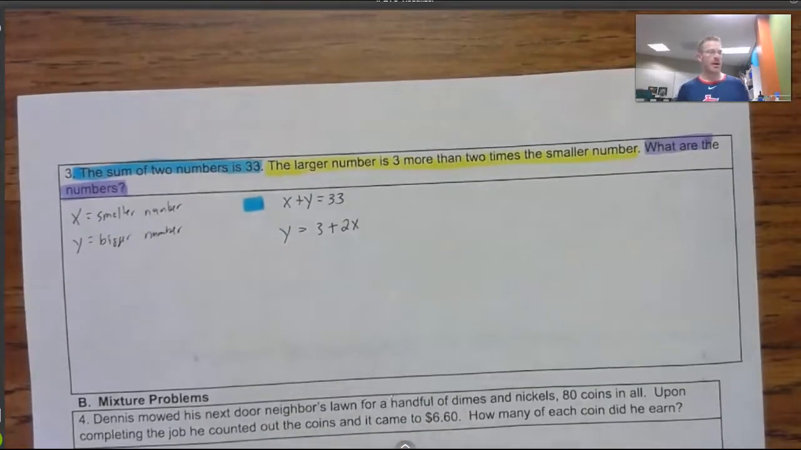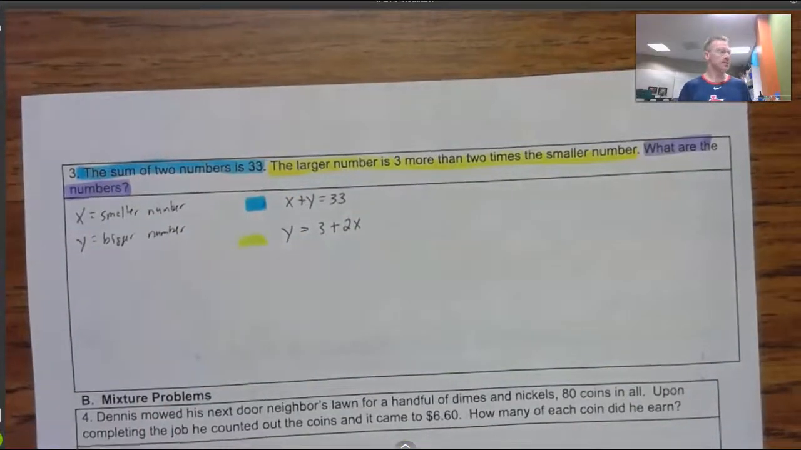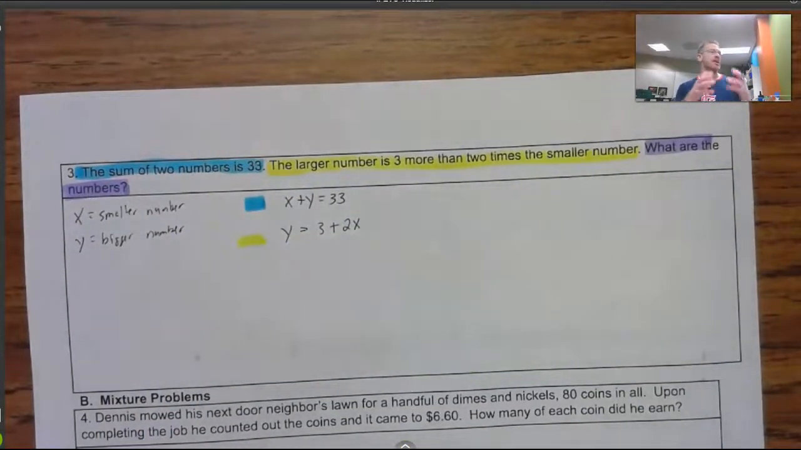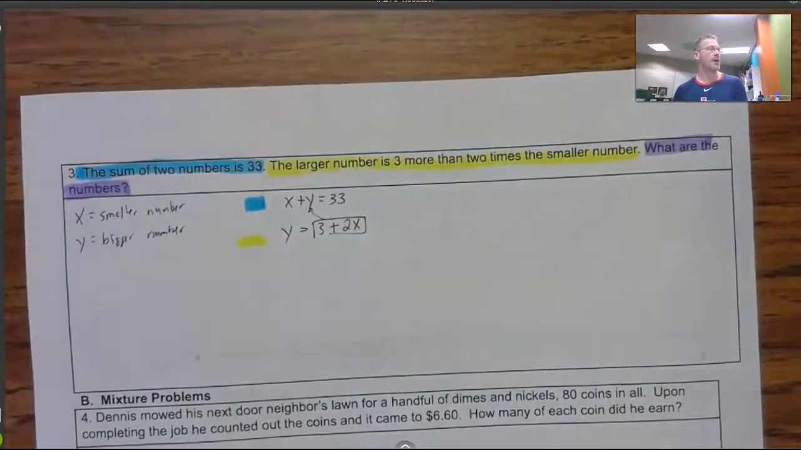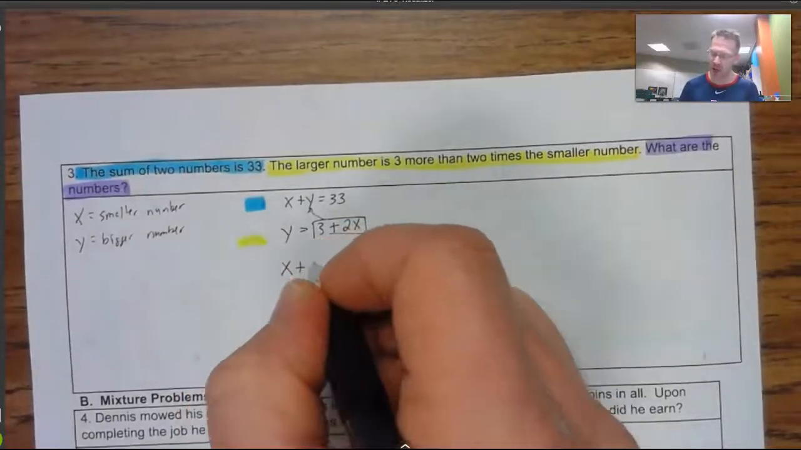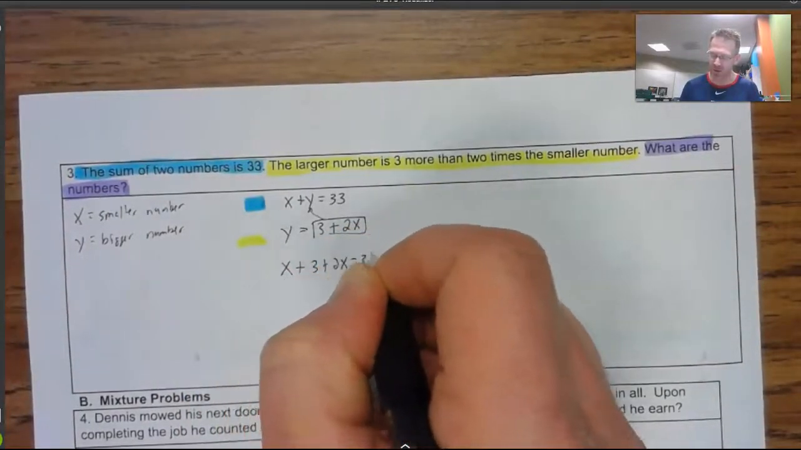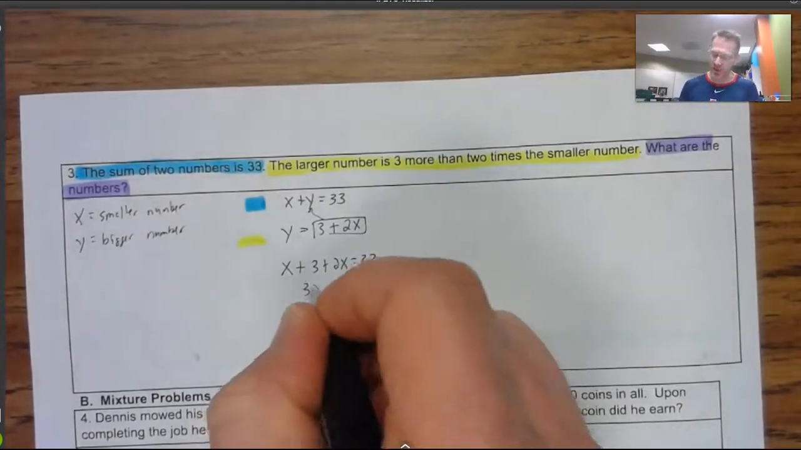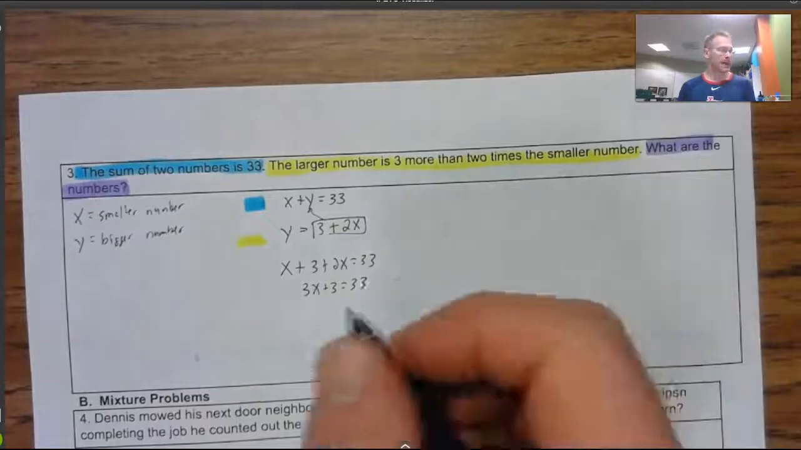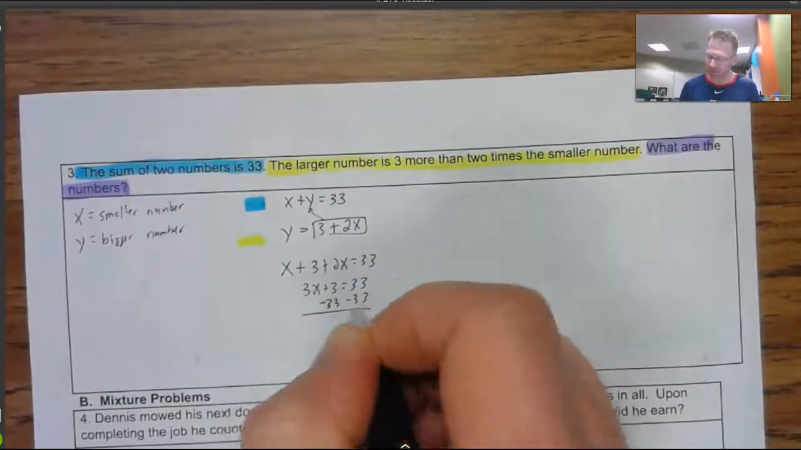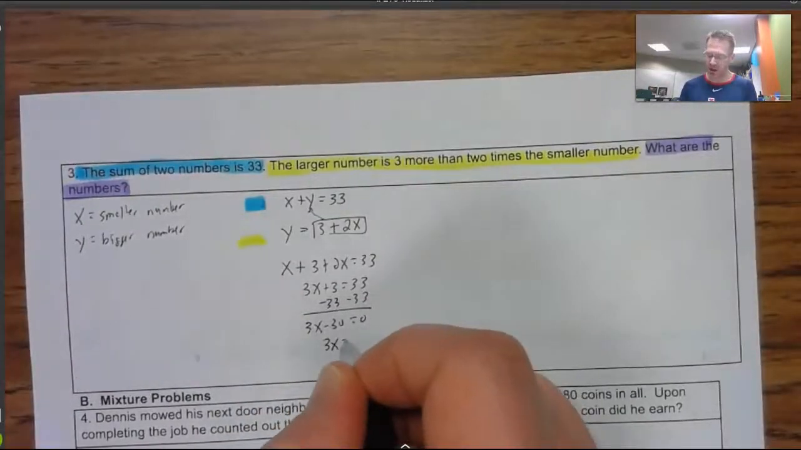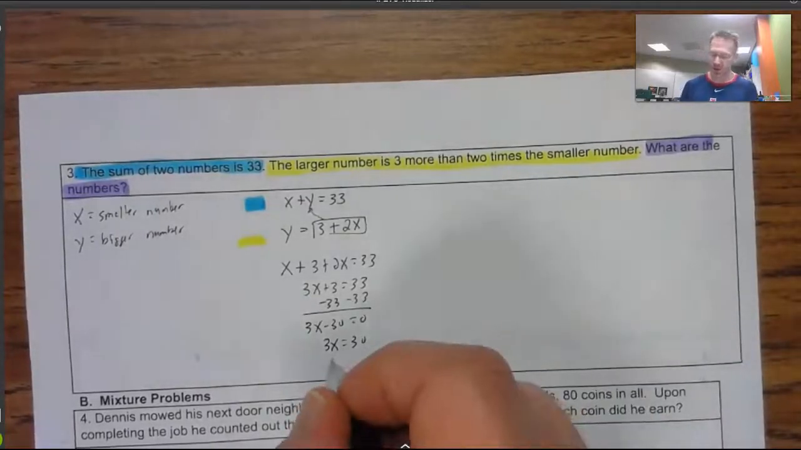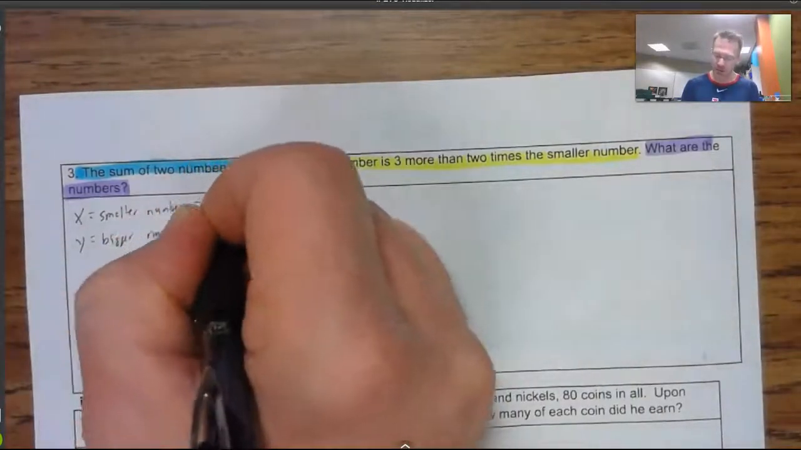Now notice, I've now written an equation and I have a y equals. So I'm going to use substitution because I can take this and substitute for my y right here. So x plus y, and y now is 3 plus 2x, and that equals 33. Combine like terms, so 3x plus 3 equals 33. Get it equal to 0. So 3x minus 30 is equal to 0. 30 minus 30 is 0, so 3x equals 30. And then 3 times 10 is 30, so x is equal to 10. So we know our smaller number is 10.